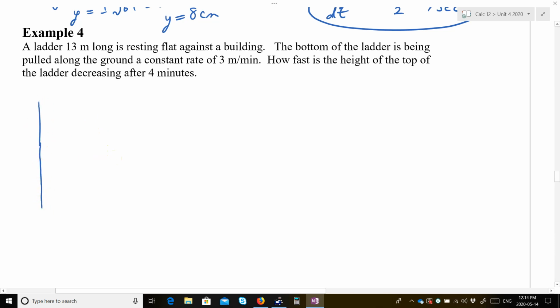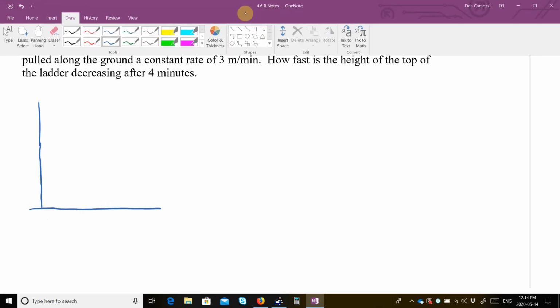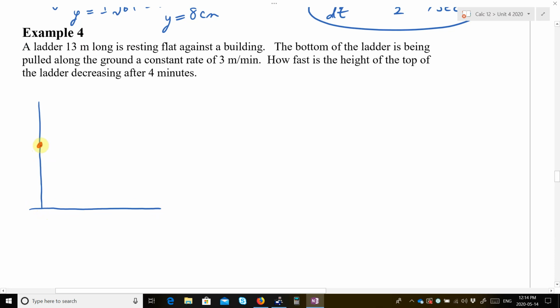Okay, so here's the building. And imagine this red ladder like this, and what we're going to do is pull that point out. And as you pull that point out to here, it's going to cause this point to come down so that your ladder goes like this.